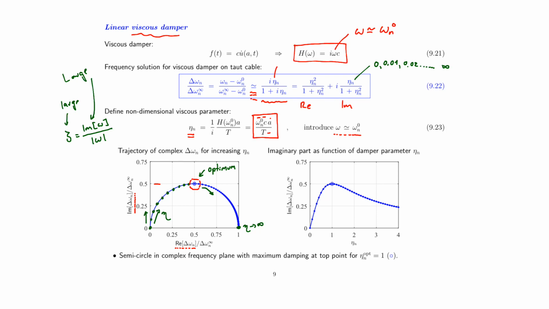So let's make another plot. Let's plot the imaginary part of the complex frequency, not as function of its real part, but as function of the damper parameter. And we see that we increase until, yes, we exactly reach that the optimal non-dimensional damping parameter is equal to unity. And that means that the optimal viscous parameter from the expression in 9.23 is equal to T divided by A and then omega n0. So this depends, of course, on the mode number, because omega n changes for each vibration mode.